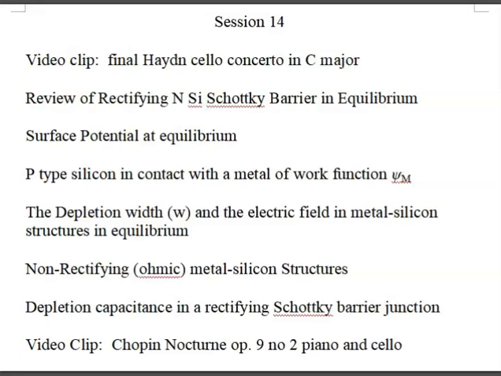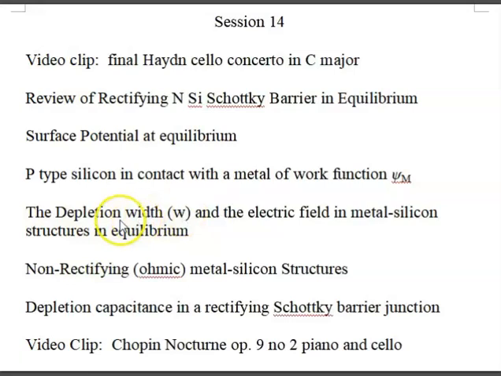And by rectifying, I mean that there is an area close to the metallurgical junction, metallurgical junction being the point where the metal and the silicon meet physically. There is an area in the silicon, not in the metal, in the silicon which is depleted of mobile charge. And if we have this so-called depletion region, then we will have a rectifying junction.